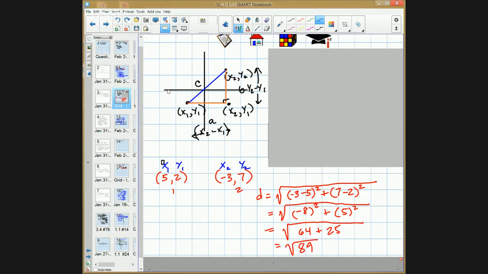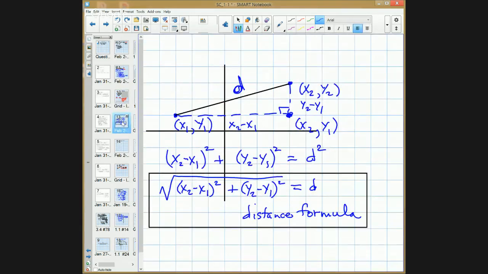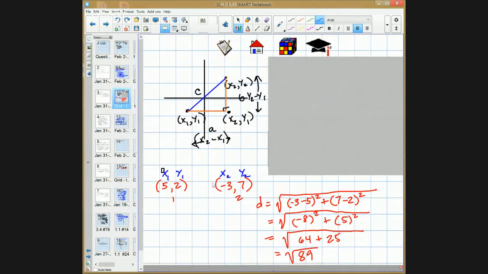So I know you've all done that in the past, but what have we covered? You need to know the distance formula, this thing in the rectangle on this page. And then, of course, you need to be able to apply that so that if I give you any 2 points, like we did right here, you could actually come up with the answer. And by the way, the square root of 89 is a good answer.